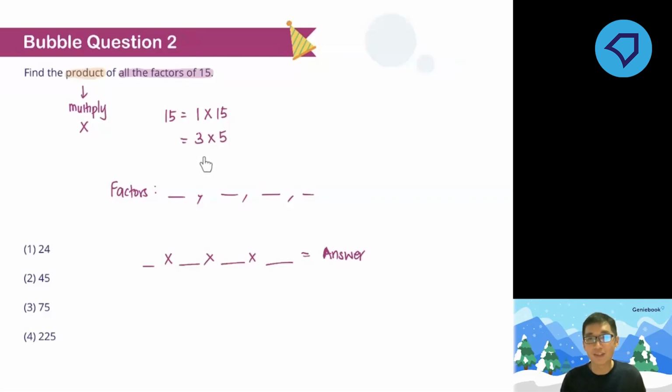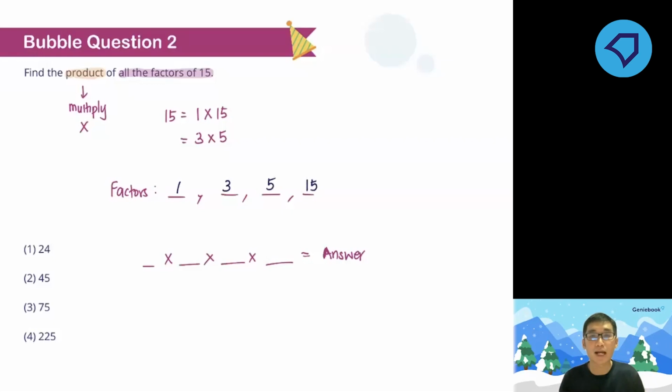How about 5? Yes, 5 is a factor of 15. But you notice 5 has already appeared over here. So once I see the number repeats, I can stop the listing. I know I have completed listing out all the factors of the number. So here, these 4 numbers, let me just write it down: 1, 3, 5, and 15. These are the factors of 15.